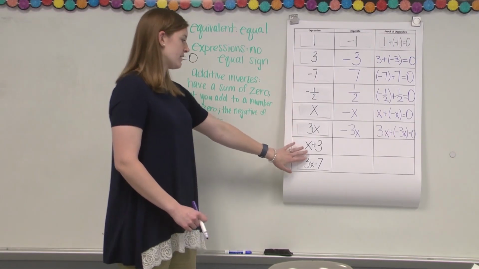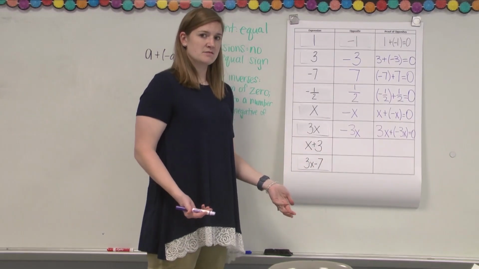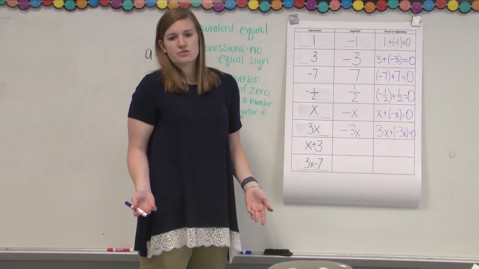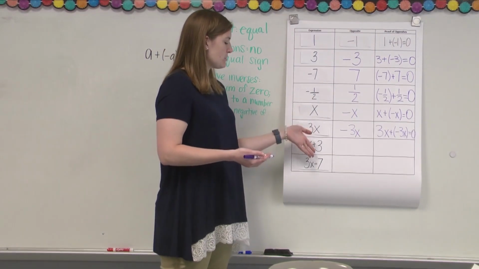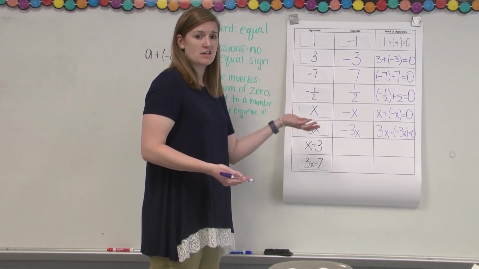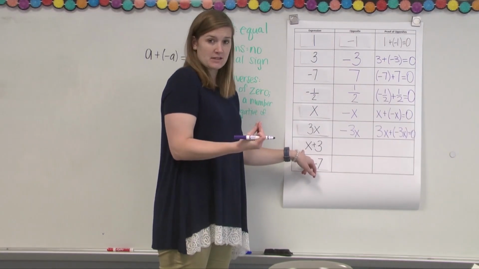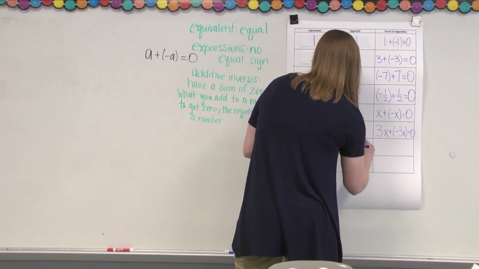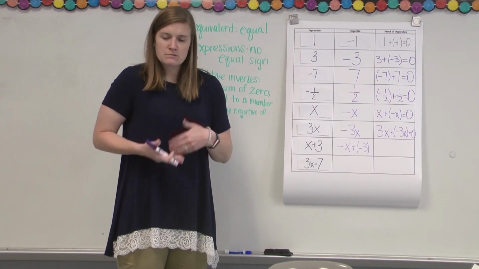Okay, so for this next to last one, x plus 3. What's the opposite of x? Negative x. What's the opposite of 3? Negative 3. So what can we say about the opposite of adding x plus 3? Well, it's the opposite of the sum of x and 3, so it's found by adding together their opposites. So the opposite of x, negative x, and the opposite of 3, negative 3. I'm just taking those pieces and making them opposites of one another.